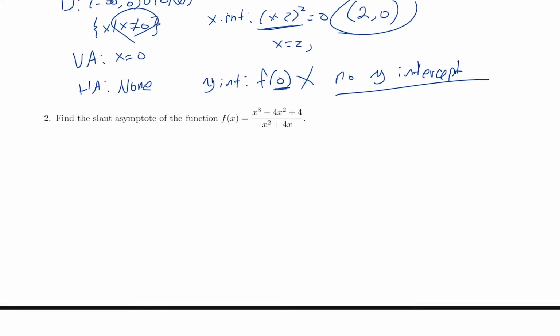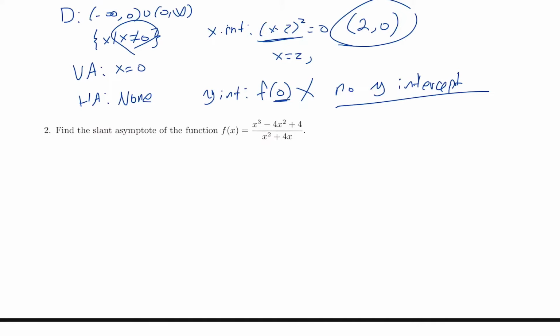Okay, so for number 2, we're going to look at how to find slant asymptote. But in order to find slant asymptote, first we have to know when we have it. We have slant asymptote when the degree of the top is exactly 1 more than the bottom. So when that's the case, we have a slant asymptote. And of course, we don't have a horizontal asymptote when the top degree is bigger, right? So we're going to do long division.